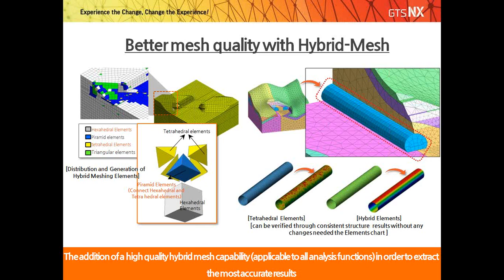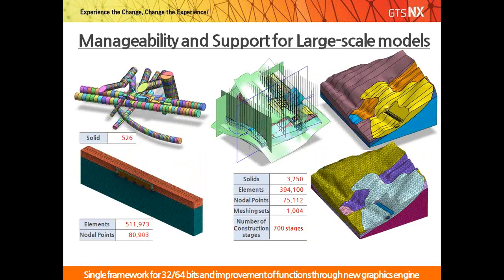So with GTS NX, we have a better mesh quality because of the addition of high quality hybrid mesh capability, which is applicable to all the analysis functions in order to extract the most results. So it will be incorporated in GTS NX, and we would have the hybrid mesh too.